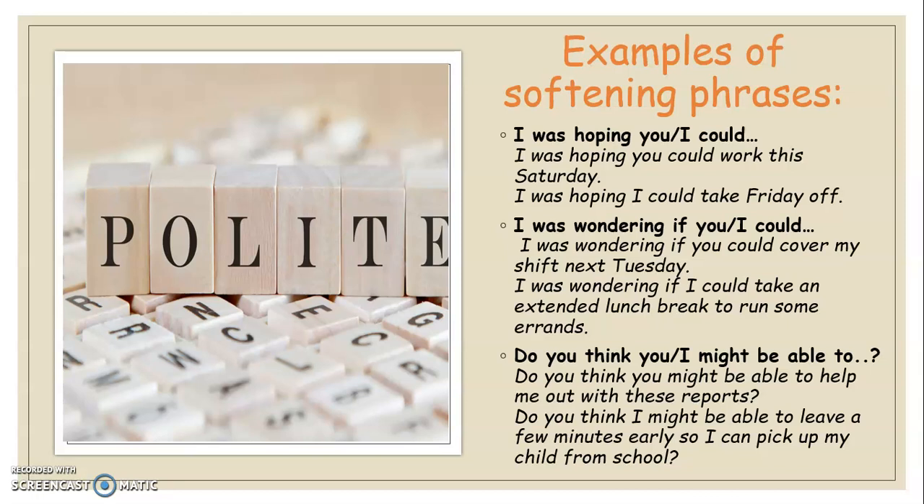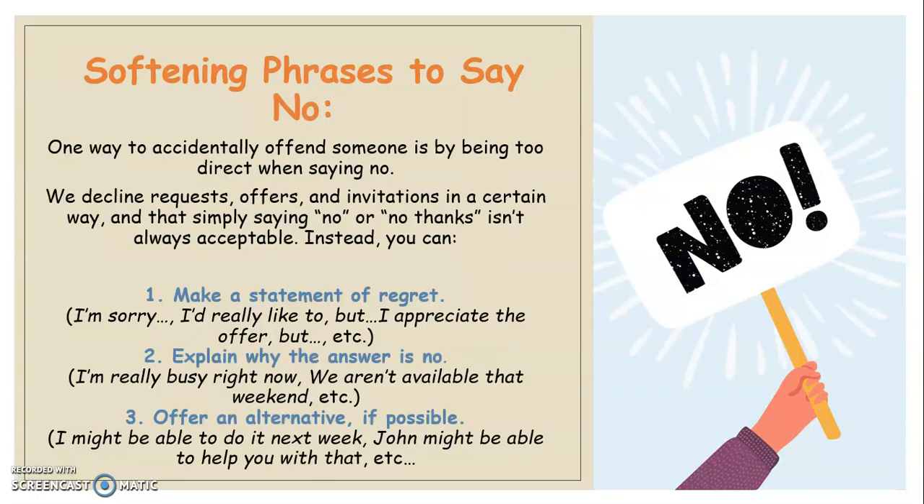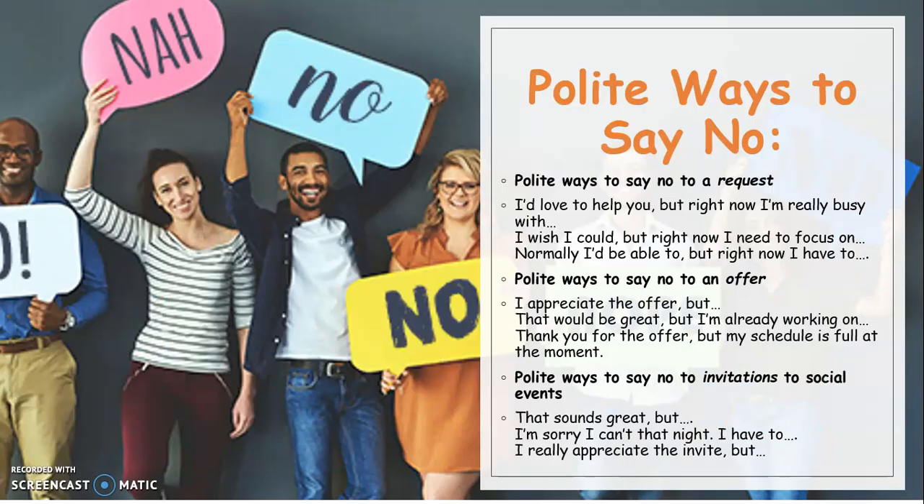Examples of softening phrases: I was hoping you, I was wondering if you, do you think you, or I might be able to. Softening phrases to say no. One way to accidentally offend someone is by being too direct when saying no. We decline requests, offers, and invitations in a certain way, and simply saying no or no thanks isn't always acceptable. So instead, you can make a statement of regret, explain why the answer is no, and offer an alternative if possible.